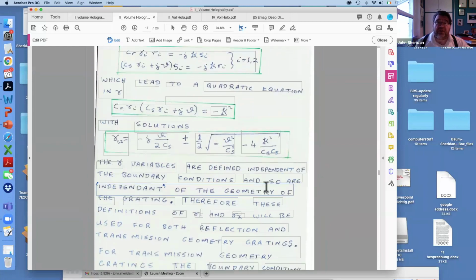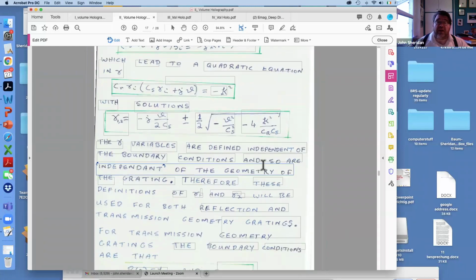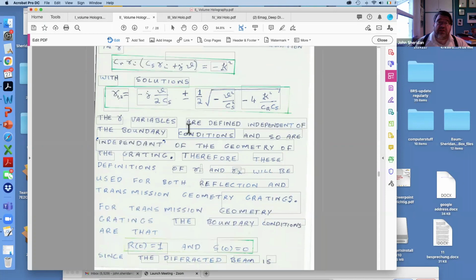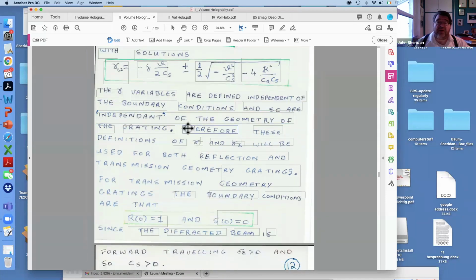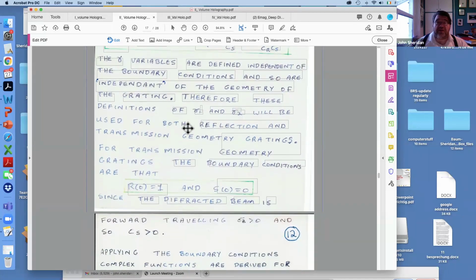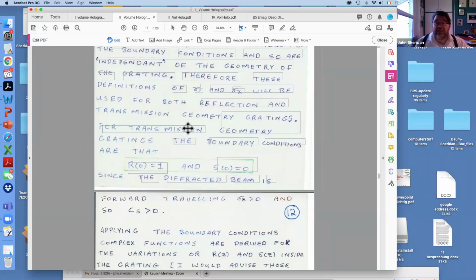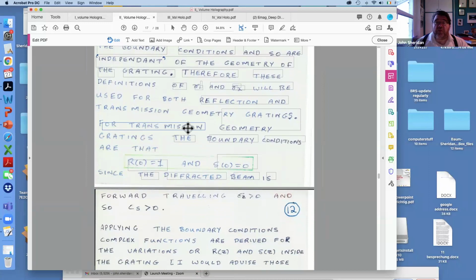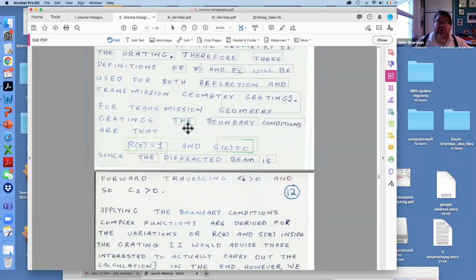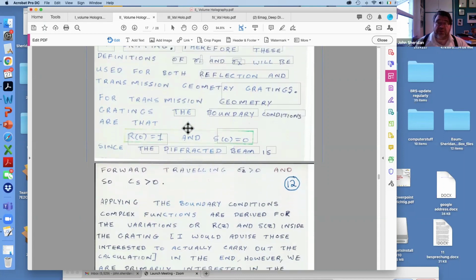We get our two simultaneous equations, and we can solve for these gamma, which appear in the exponentials. And we have this form here, plus and minus. We have two of them. The gamma variables are defined independent of the boundary conditions, and so are independent of the geometry of the grating. Therefore, these definitions of gamma 1 and gamma 2 will be used for both reflection and transmission geometry gratings. We just apply different boundary conditions.